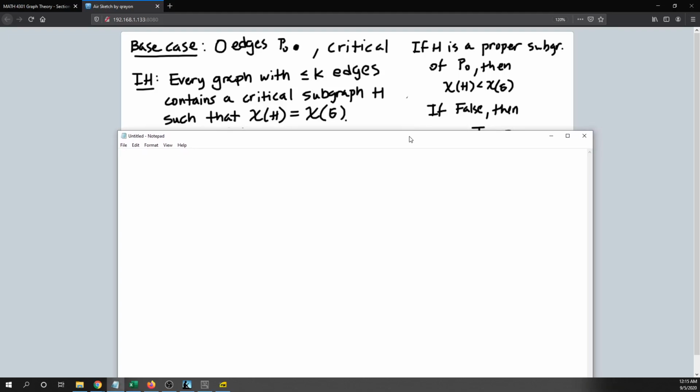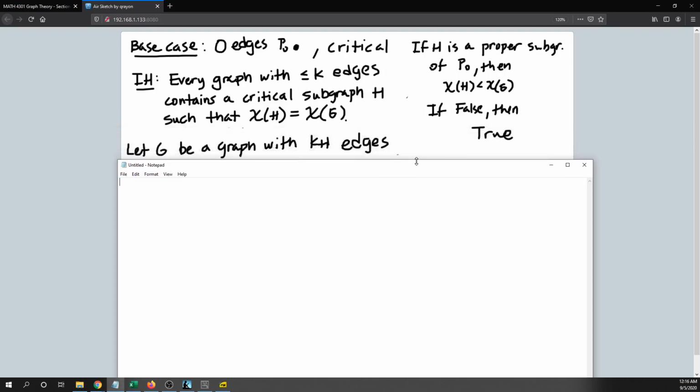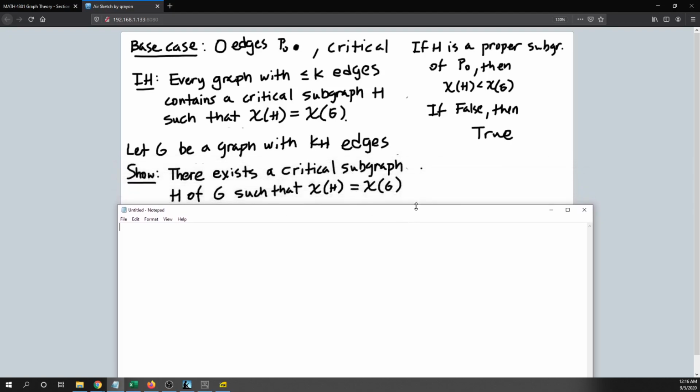All right. Next up then is the induction hypothesis. The induction hypothesis, and that's what we are allowed to assume is true, right? We assume the theorem is true for graphs that have less than or equal to k edges. Okay, so I'm using the stronger form of induction. All right, so we get to assume that every graph with less than or equal to k edges contains a critical subgraph H, such that chi of H is equal to chi of G. All right, so there's a critical subgraph that has exactly the same chromatic number as the entire graph does. Okay. All right, and then what we need to show is if I have a graph G with k plus 1 edges, we need to show that there exists a critical subgraph H of G such that chi of H is equal to chi of G. So I have k plus 1 edges here.